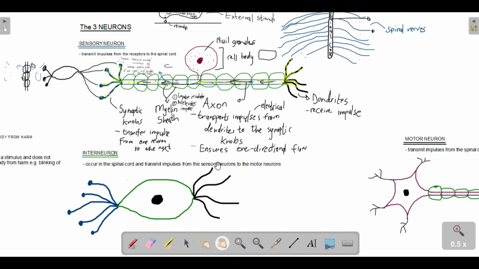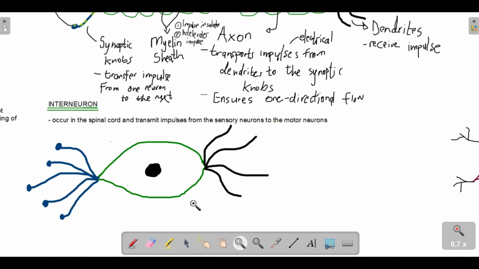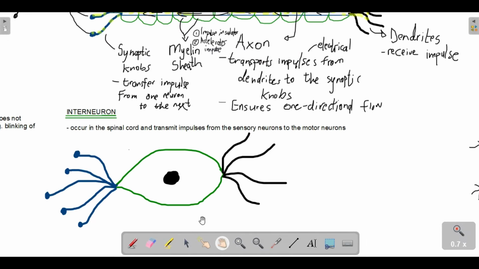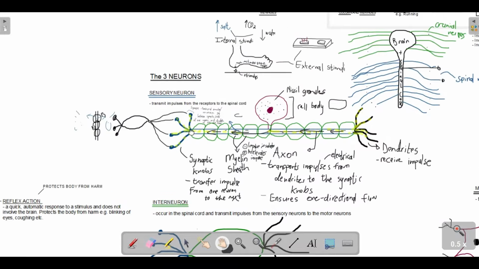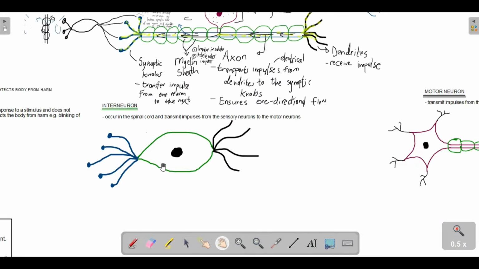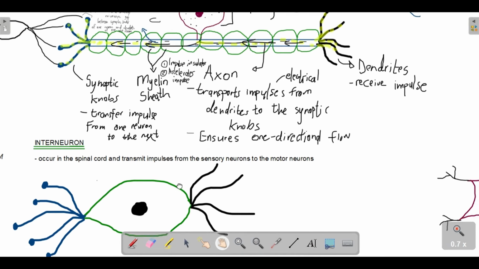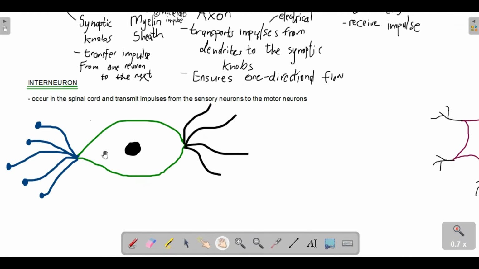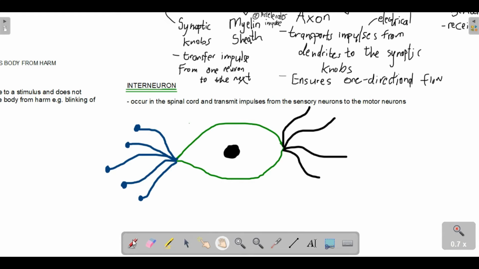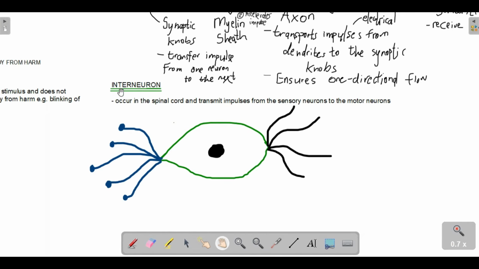The interneuron does not have a particular structure really. There are many structures of the interneuron. It's not always going to look this way, so it will differ in different diagrams. It transports impulses: it takes impulses from the sensory neuron and transfers them to the next neuron in line. So the next neuron in line will receive this impulse via the interneuron.